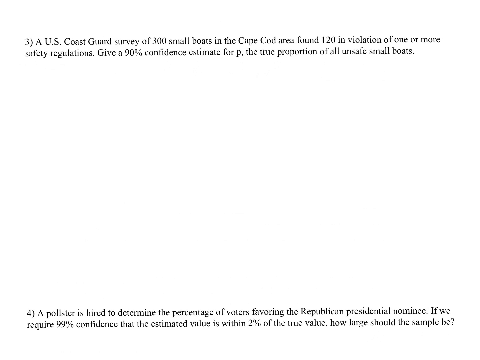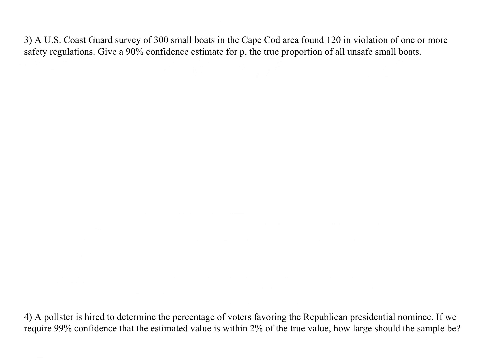In our next example, we have that a U.S. Coast Guard survey of 300 small boats in the Cape Cod area found 120 in violation of one or more safety regulations. Given 90% confidence, estimate P, the true proportion of all unsafe small boats. So I'm going to start with my p-hat, which is going to be 120 over 300, which is 0.4. Then to find my critical value, we do inv norm.